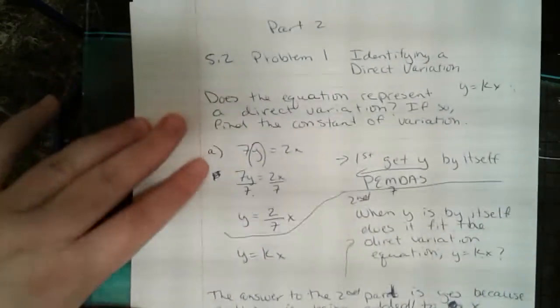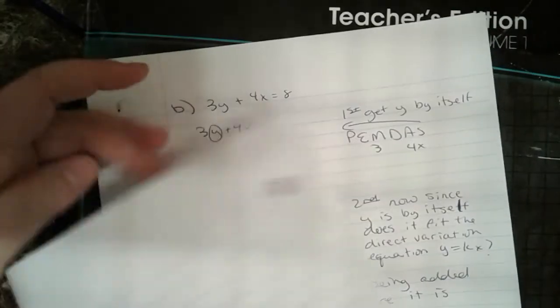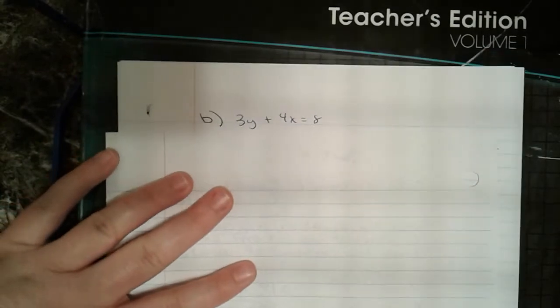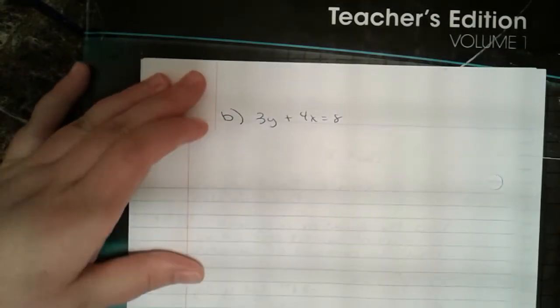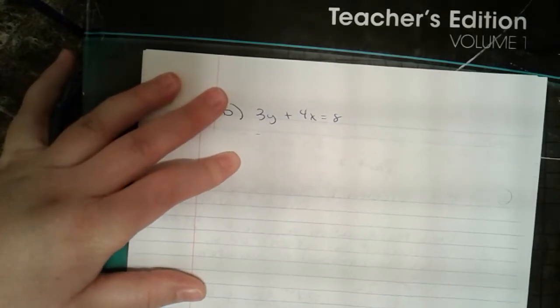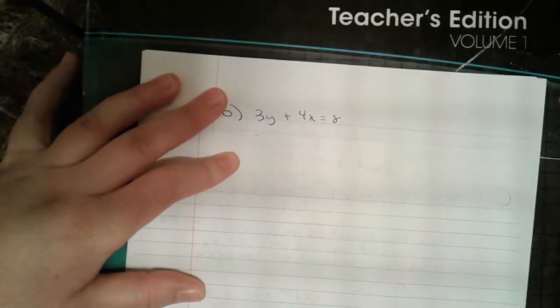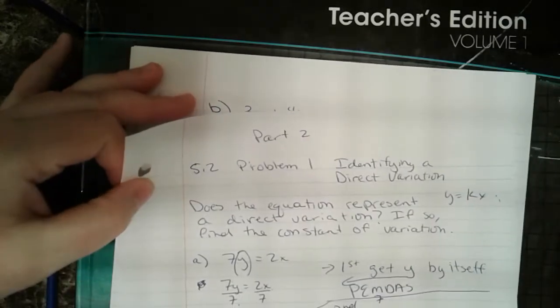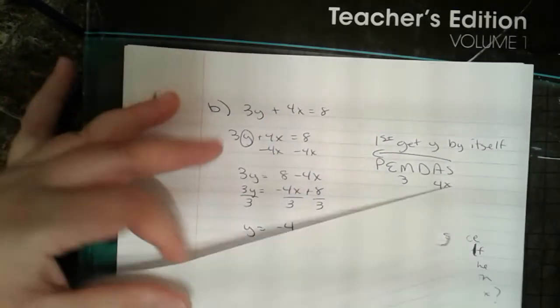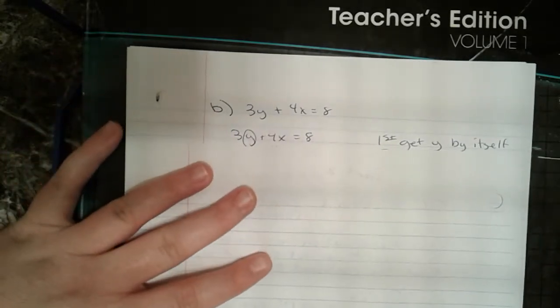All right, let's do another one. Again, we're trying to see if this is a direct variation or not. So what is our very first step that we need to do? Well, if you go back to our notes on the very first one, our very first step is to get y by itself. So we need to do that here.